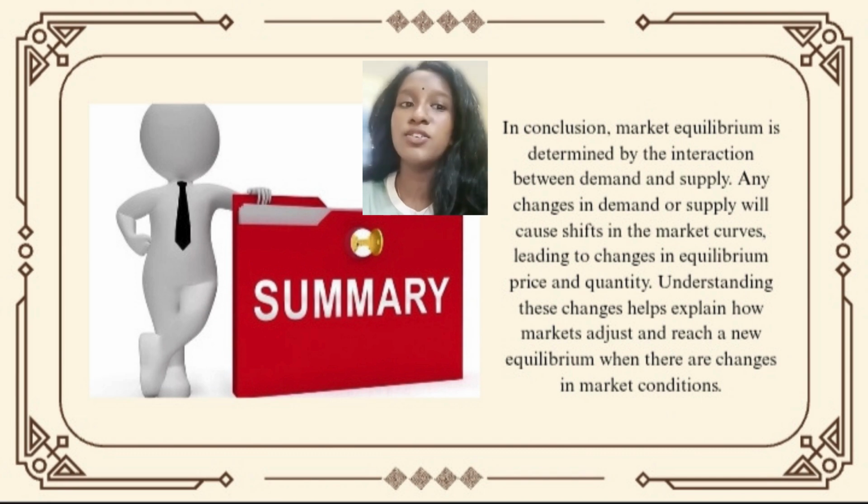And finally, the conclusion is that market equilibrium is determined by the interaction between demand and supply. Any changes in demand or supply will cause shifts in the market curves, leading to changes in equilibrium price and quantity. Understanding these changes helps explain how the market adjusts and reaches a new equilibrium when there are changes in market conditions.